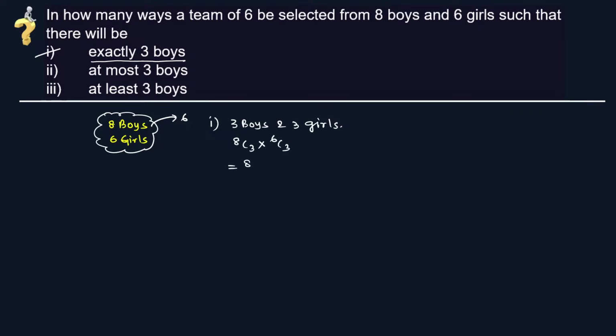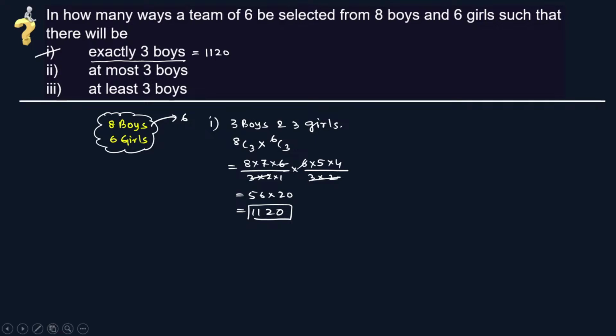So that will give us... 6 goes off, again 6 goes off, so it is coming like 56 into 20, so that gives us 1120 ways. So exactly 3 boys can be selected in 1120 ways. Is it clear to all? Is this clear to all? Okay, so now next question.